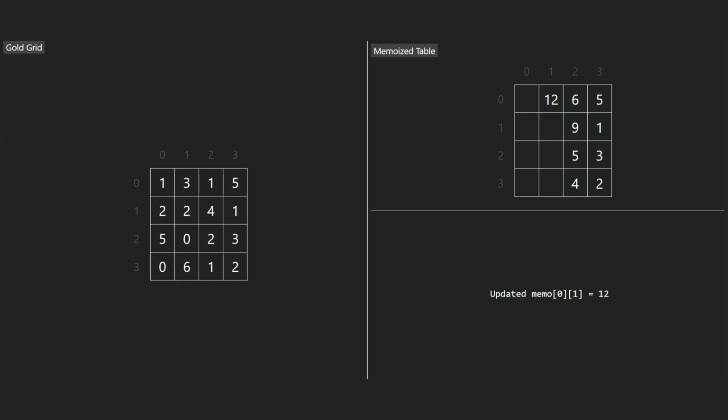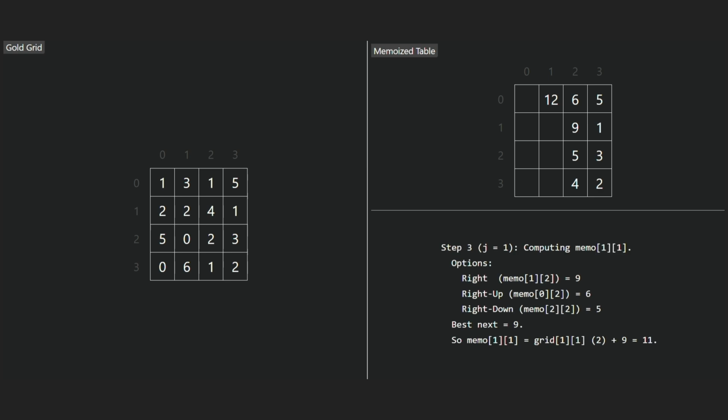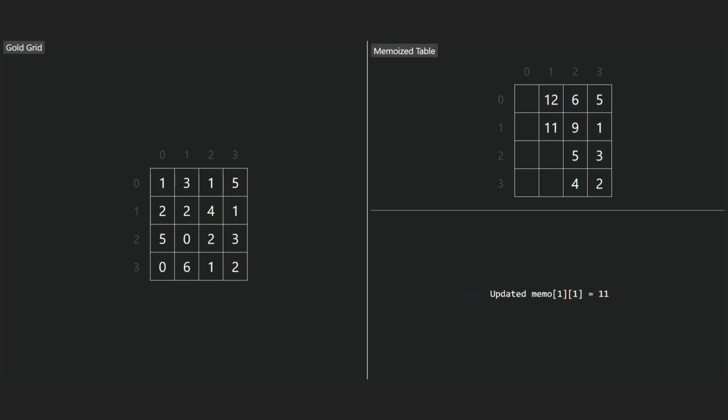We continue with row 1. Compare memoized table at 1 cross 2 equals 9, memoized table at 0 cross 2 equals 6, memoized table at 2 cross 2 equals 5. Choose 9. So memoized table at 1 cross 1 equals grid at 1 cross 1, which is 2, plus 9 equals 11. Similarly, row 2 becomes 9 and row 3 becomes 11. Now column 1 reads 12, 11, 9, 11 in the memoized table.